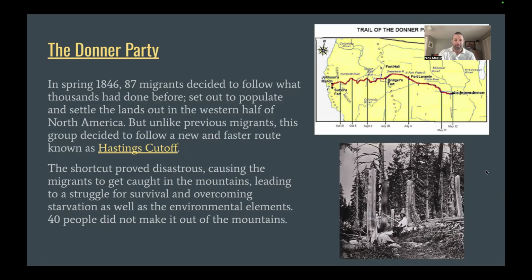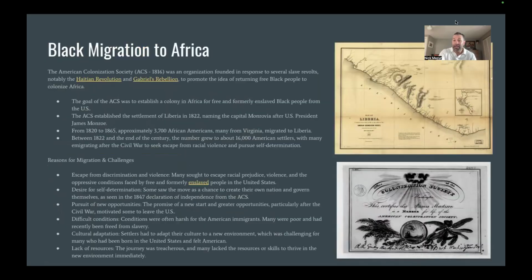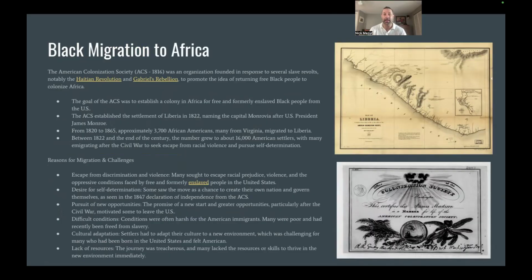Okay. So migration and movement isn't the only thing that is happening going out west. There is actually a movement and a migration by Black people in this country. But that is actually started by another group called the American Colonization Society. And it's founded in 1816.